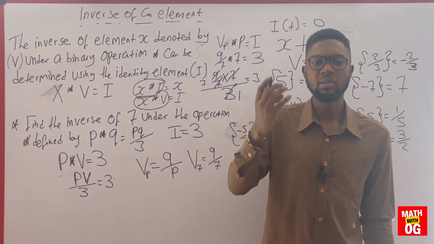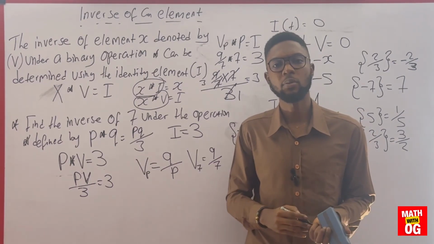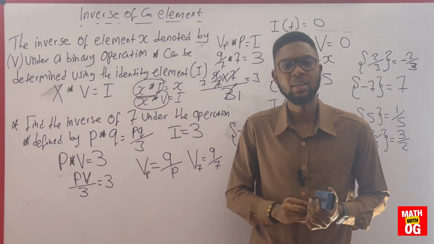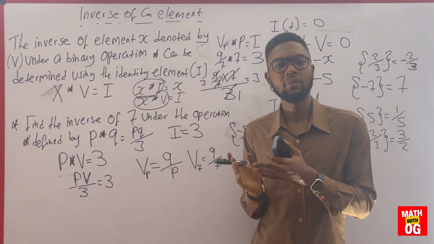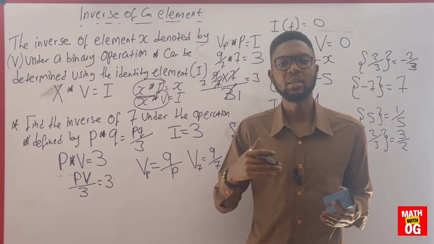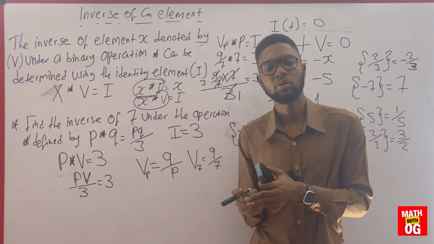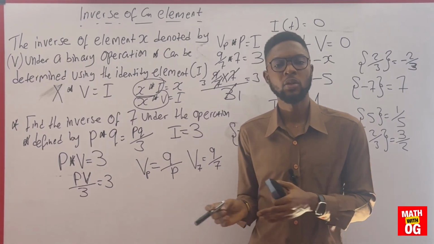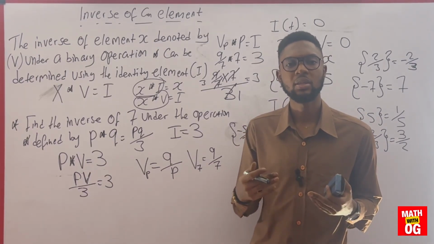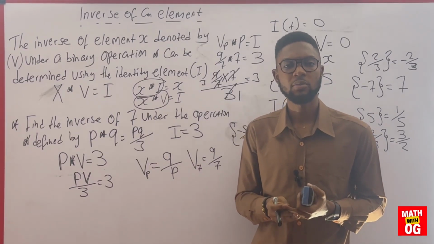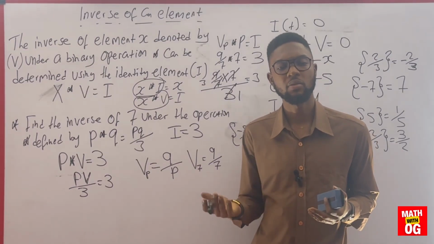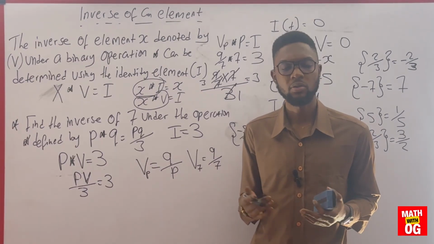Now, the identity element for addition is 0. That for multiplication is 1. The inverse of any element in addition is negative the number, while the inverse of any element in multiplication is 1 over the number. So the inverse in addition, we'll call the additive inverse. The inverse in multiplication, we'll call the multiplicative inverse, or the reciprocal.